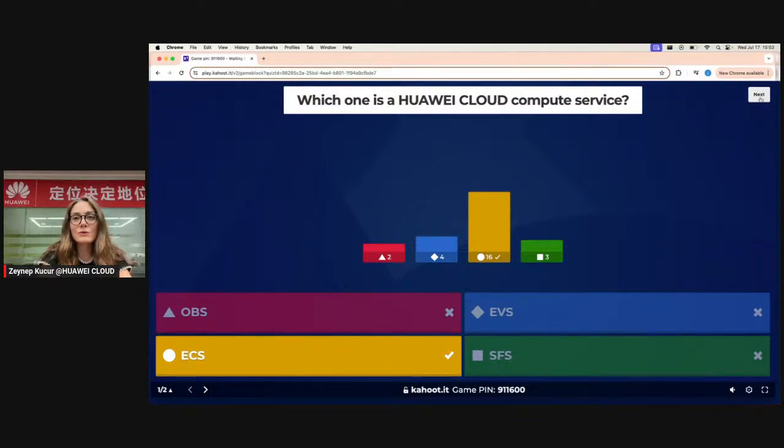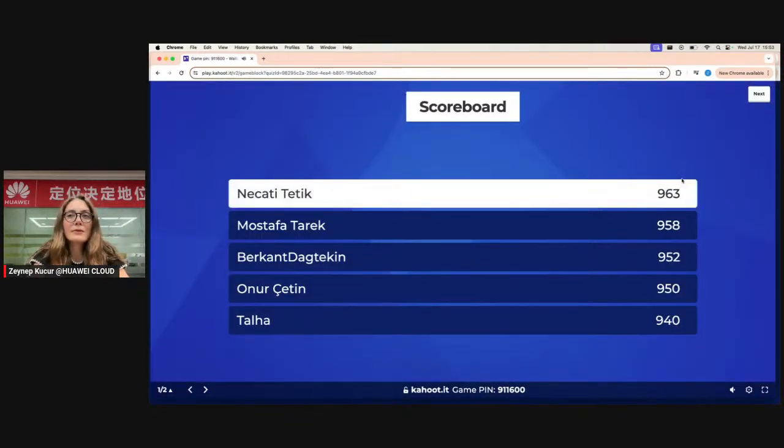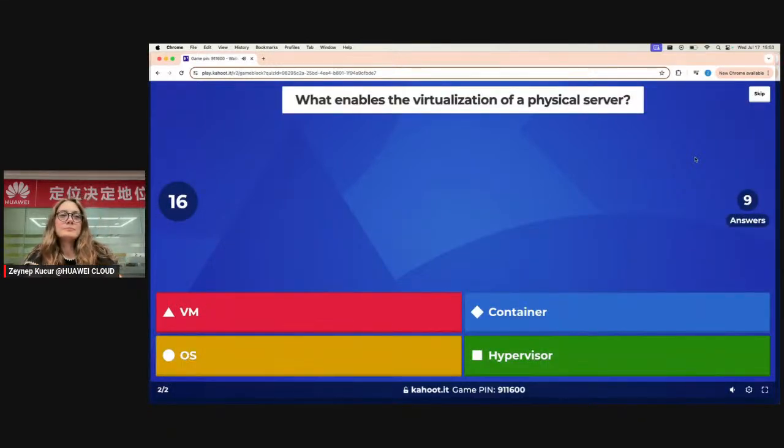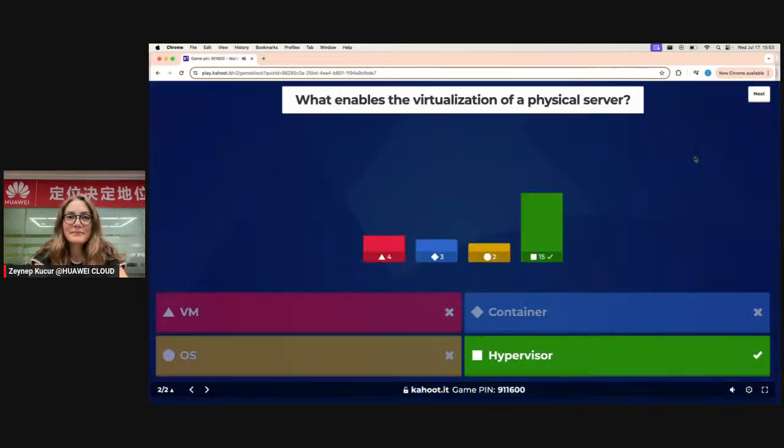And first, we will see who won this first question. Necati Tetik. Congratulations for the first question. And the second question, what enables the virtualization of a physical server? Congratulations to all of you who responded correctly. Hypervisor is the virtualization layer that makes it possible to virtualize the physical server. Virtual machine is the machine. When we virtualize the server, we can have virtual machines. Operating system is the operating system, and container is a computing technology.